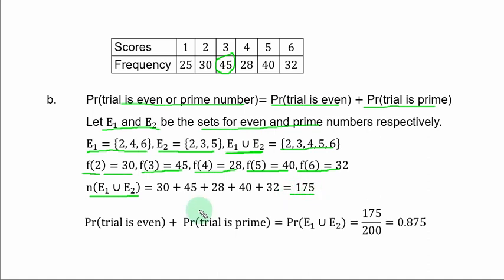175. So the required probability that trial is even or trial is prime is simply probability of E1 union E2, and that is 175 over total outcome 200. When you divide, you have 0.875 as the required probability.